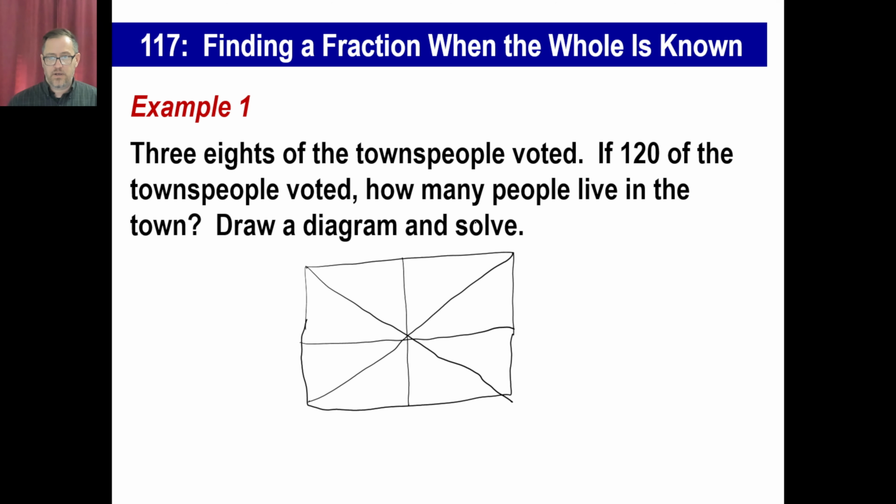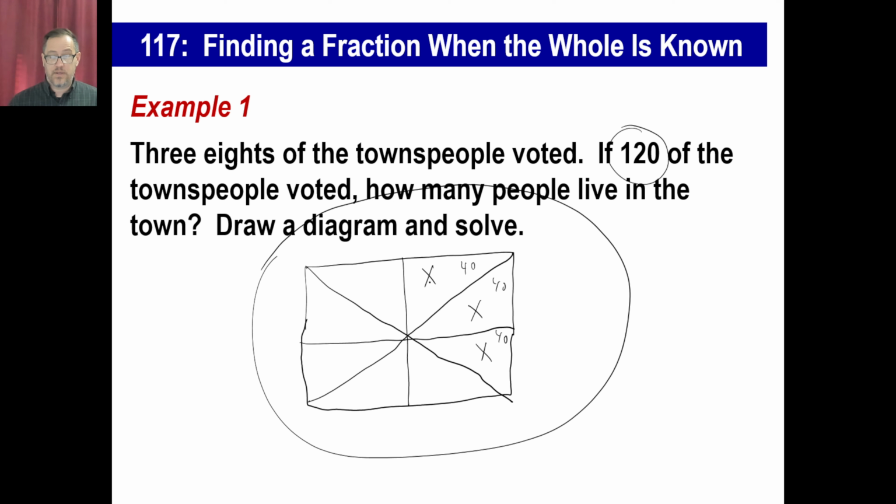Okay, anyway, 3/8 of them voted. So in other words, this much voted, that much voted, and this much voted. 3 out of 8, right? Okay, 120 of them voted. Well, let's see. This 120 needs to be divided equally among those 3 parts. So 120 divided by 3 is the same thing as 12 divided by 3 with a 0 added. So each one of those is 40, right? So they say, how many people live in the entire town? Well, we assume that all of those will be 40s. So you go 1, 2, 3, 4, 5, 6, 7, 8 40s. 8 times 4 is 32. So 8 times 40 is 320.